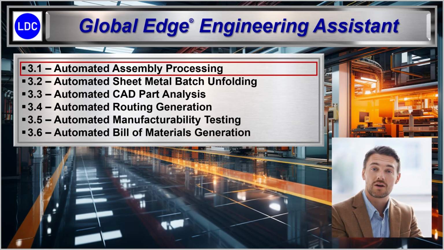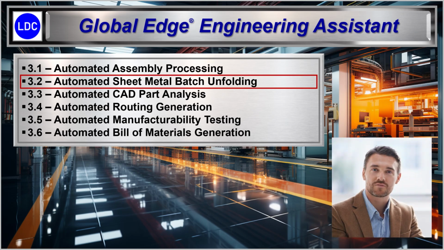Step 3.1, Automated Assembly Processing, automates the processing of a 3D SolidWorks CAD assembly, including both sheet metal and non-sheet metal components. The process encompasses automated sheet metal batch unfolding, including CAD part analysis, automated routing generation, manufacturability testing, and automated bill of materials generation, ensuring the assembly is fully prepared for shop floor production.